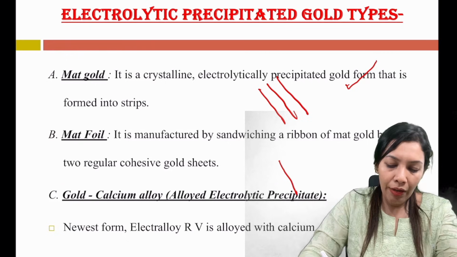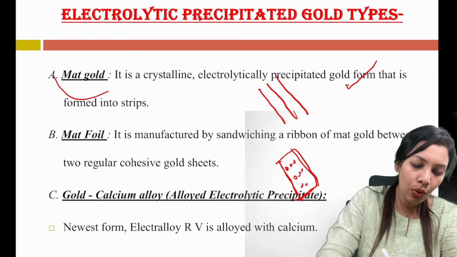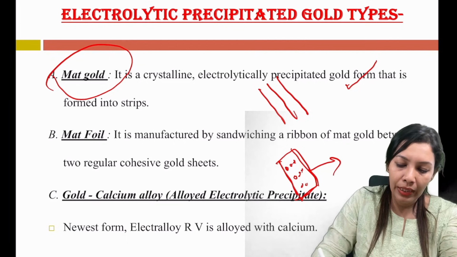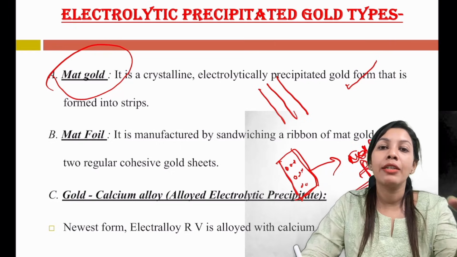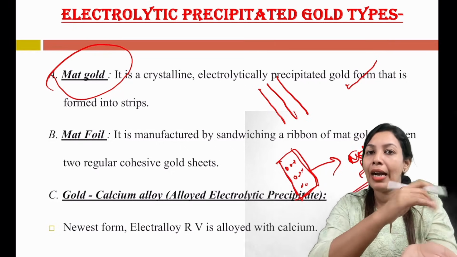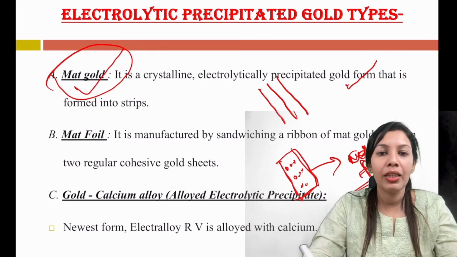Now what is matte foil? When we sandwich the gold foil with the matte gold, that is, matte gold to matte gold, we will be using the normal gold foil. That is called matte foil. To the normal paper we explained earlier, we attach the matte gold.